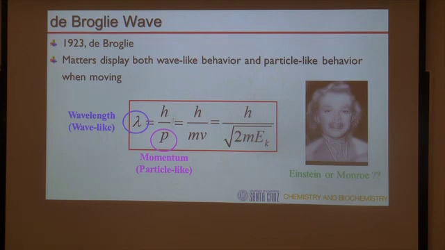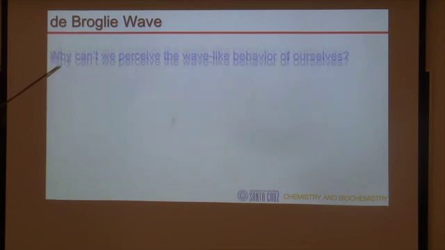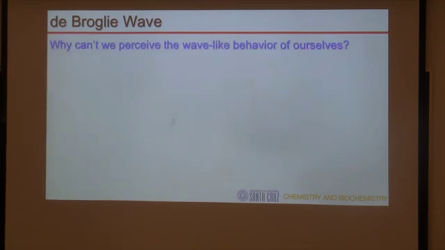Okay. So I guess you are thinking about why we can't perceive our own wave-like behavior. Right? I asked you to hit the wall. We must hit the wall. We cannot diffract and just go through the wall, right? So what happened to ourselves? According to de Broglie wavelength theory, we will still behave like a wave. But why can't we diffract through something?